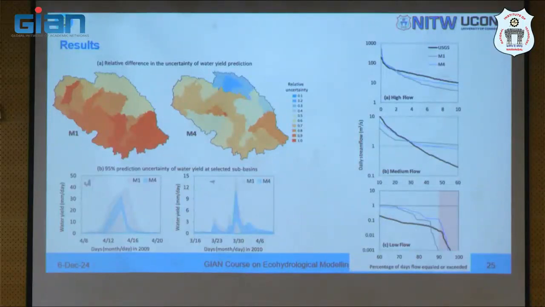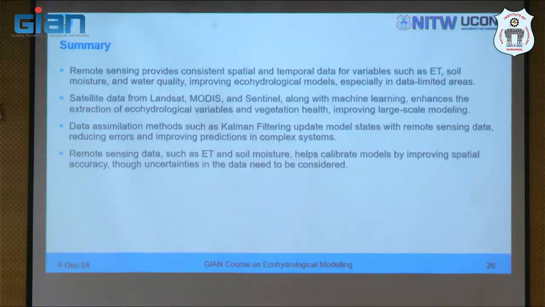Okay. So, to summarize, we have remote sensing that provides consistent spatial and temporal data for variables such as ET, soil moisture, in some cases water quality as well, improving eco-hydrological models, especially in data limited regions. We have large scale satellite data from Landsat, MODIS and Sentinel, along with machine learning algorithms, which enhance the extraction of eco-hydrological variables and vegetation health, improving large scale modeling. You can use data assimilation techniques such as Kalman filters and ensemble Kalman filter to update the model states with remote sensing data, reducing errors and improving predictions in complex systems.